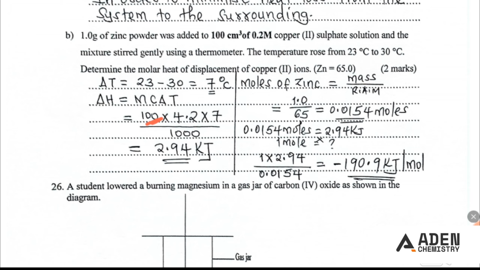We are having M as the mass of the solution, that is 100 gram, times 4.2, which is the specific heat capacity, times the temperature change. We are going to divide by 1000 so that we convert that 100 gram into kilograms, so that we get our answer for the enthalpy change in kilojoules. So the k is small letter, the J is capital letter.